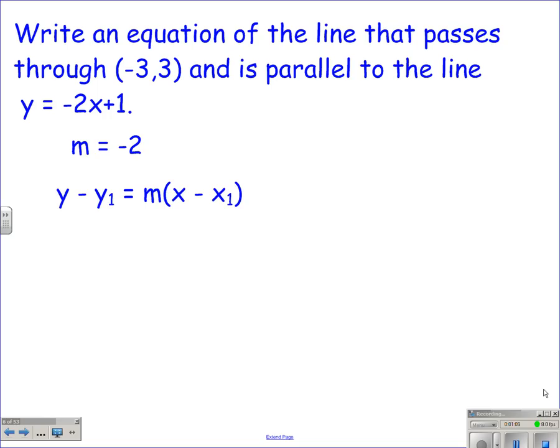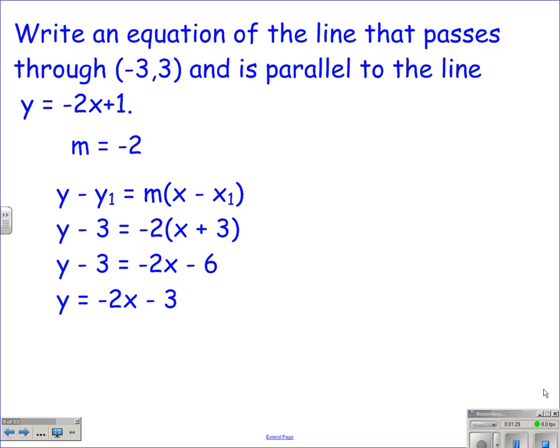Substitute your point and slope into the equation. We'll have y minus 3 equals negative 2 times the quantity x plus 3. Use your distributive property on the right-hand side. We'll have y minus 3 equals negative 2x minus 6. And then we need to put this in slope-intercept form. So we'll have y equals negative 2x minus 3.